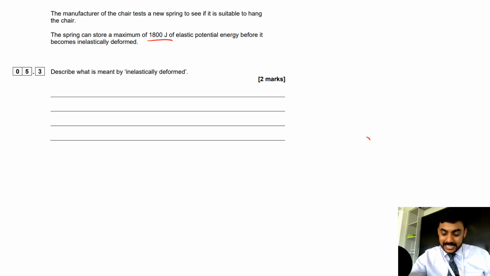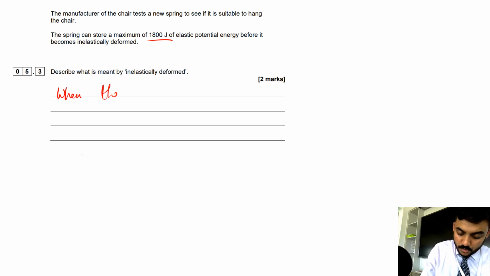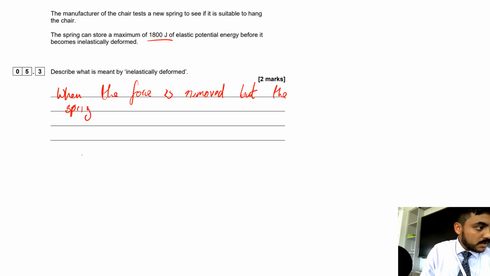So an inelastic deformation is when the force is removed, but the spring does not return to its original length.